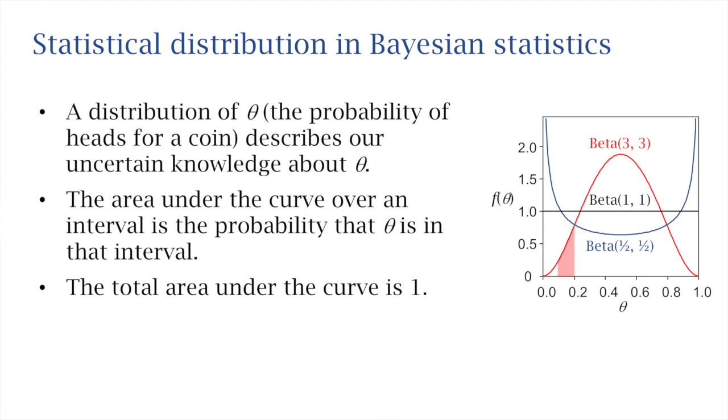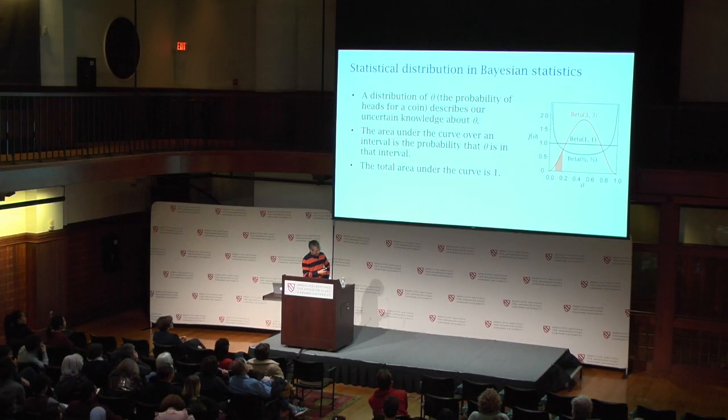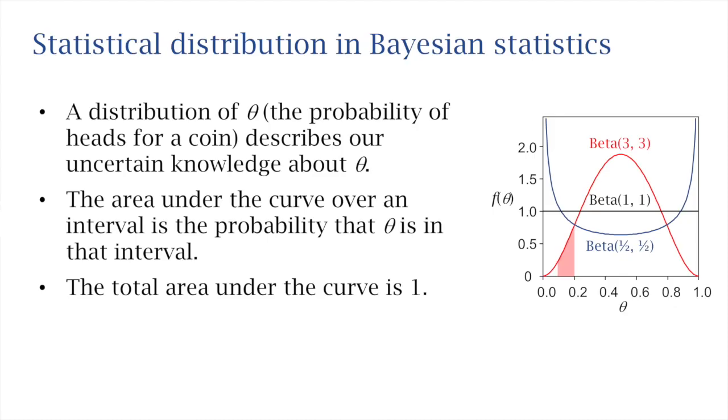So we use a statistical distribution to describe our uncertain knowledge about any parameter. Let's say that in this example, we have a parameter theta, that's the probability of heads for a coin. So obviously this goes from 0 to 1. When we describe the uncertain knowledge about this parameter, we use statistical distributions. I'm just using this simple example to explain how you read a statistical distribution. Basically, you have a curve like this one. The area under the curve over an interval, for example here from 0.1 to 0.2, gives us the probability that this parameter theta is between 0.1 and 0.2. Obviously, the total area under the curve has to be 1.